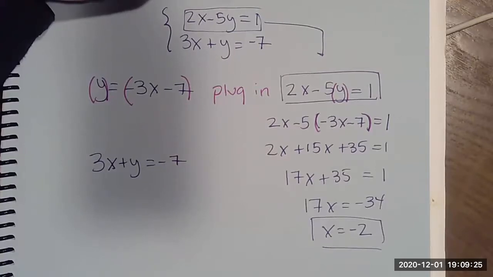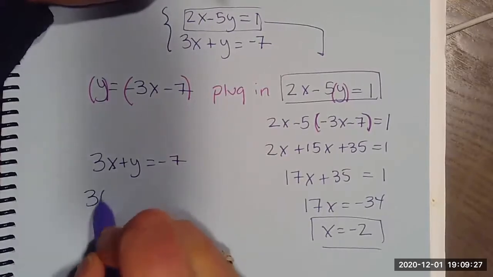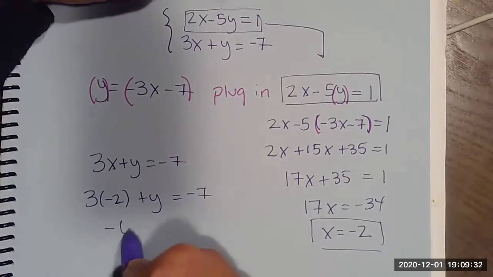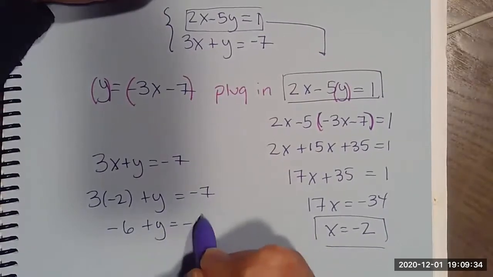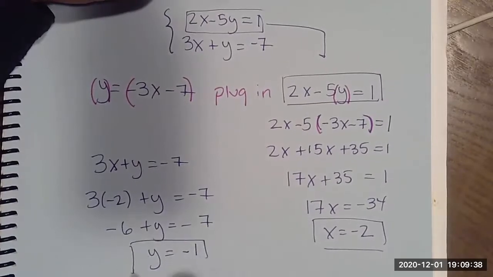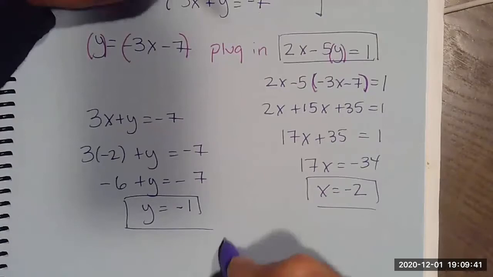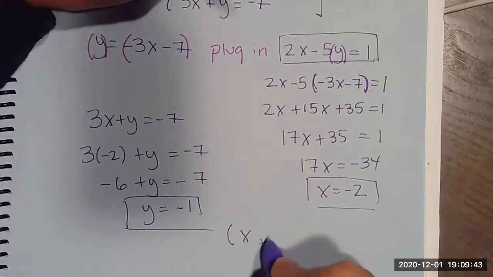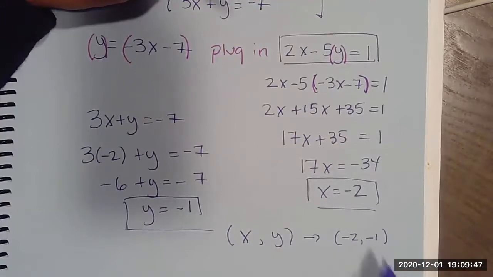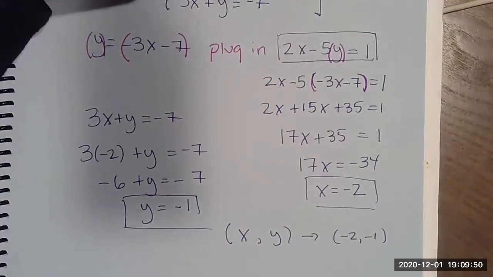3 times -2 plus y equals -7. So you got -6 plus y equals -7. You can add the 6, and you get y equals -1. So your ordered pair is -2, -1. Oh my God, I get it. Yes, you do.